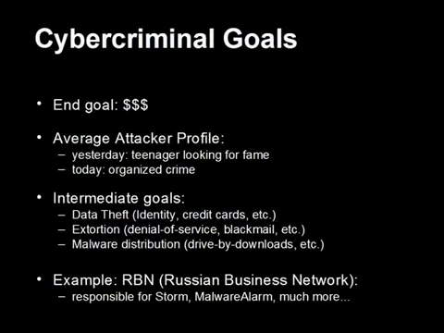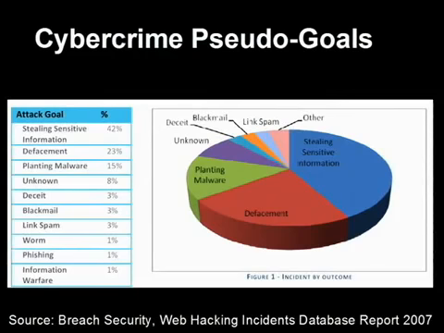So the goals of cybercriminals have changed over the years. To give you a little bit of data about various pseudo goals and intermediate goals that the bad guys have, this is a graph that I pulled out from a web hacking incidents database report that was done by Breach Security. They basically looked at a whole bunch of organizations over the course of 2007 and what types of attacks were reported for all of 2007. And so you can see that what the bad guys were mainly trying to do is steal sensitive information, like credit card numbers, identity information.